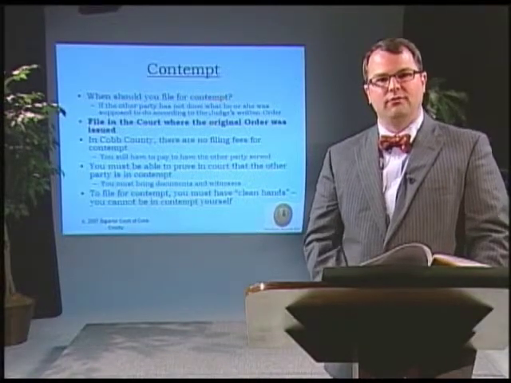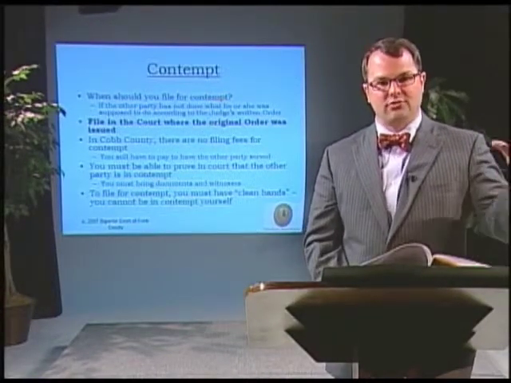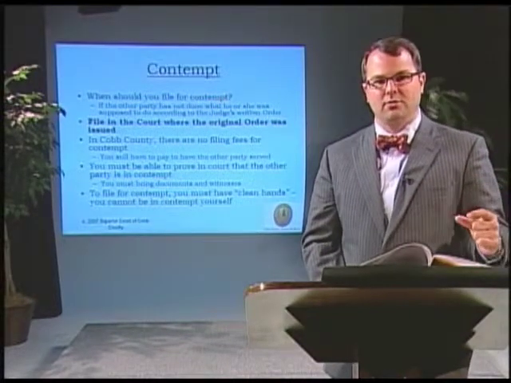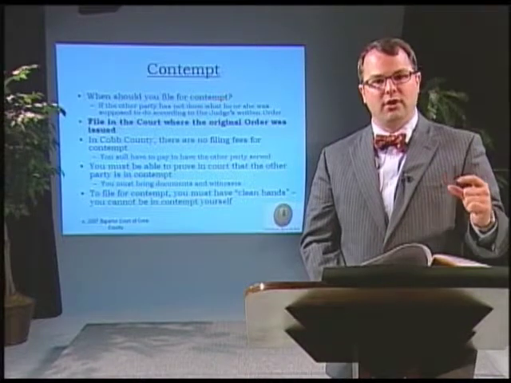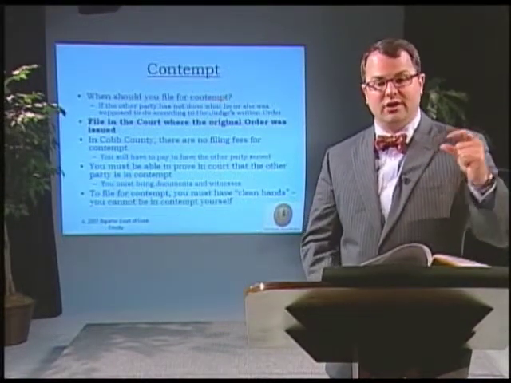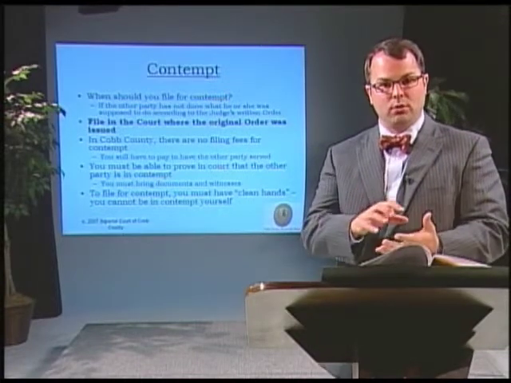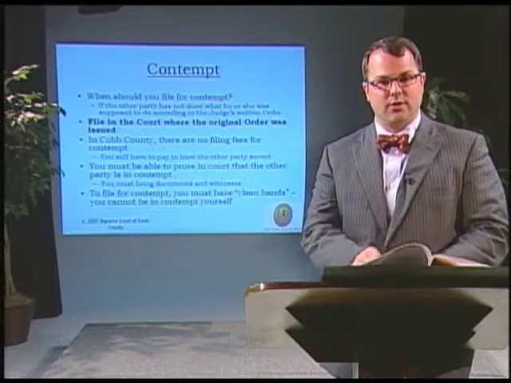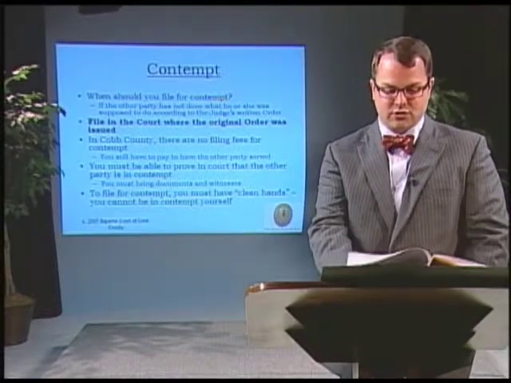For example, if the divorce order in paragraph 7 required the other party to pay X number of dollars in child support every month, and they're not doing so, then you need to point out in the petition for citation of contempt that it is paragraph 7 of that order and attach a copy of that order to the petition that the party is violating, and that is the reason why you have brought this petition for citation of contempt.